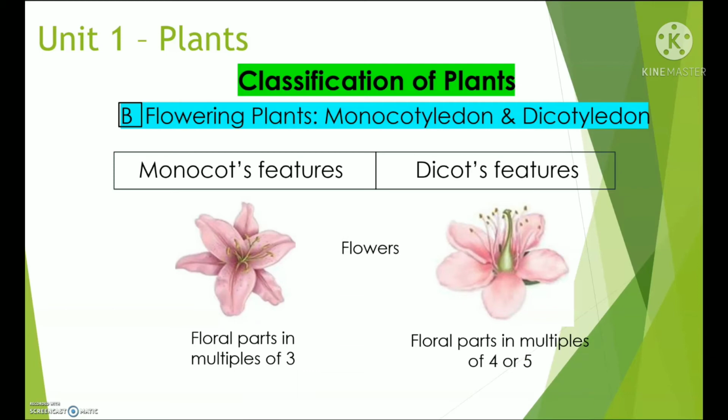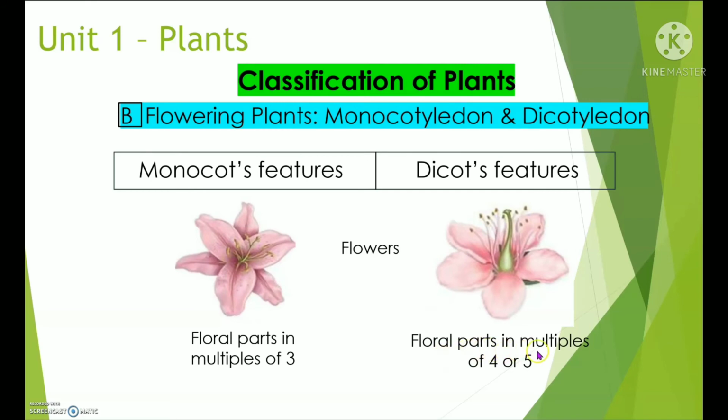Another feature is their flowers. Let's talk about monocot first. For monocot, it says floral parts in multiples of 3. So let's count the petals of monocot. 1, 2, 3, 4, 5, 6. Very good. So monocot flowers usually have 3 petals or multiples of 3. As you can see, there are 2 sets of 3. That's why it's 6.